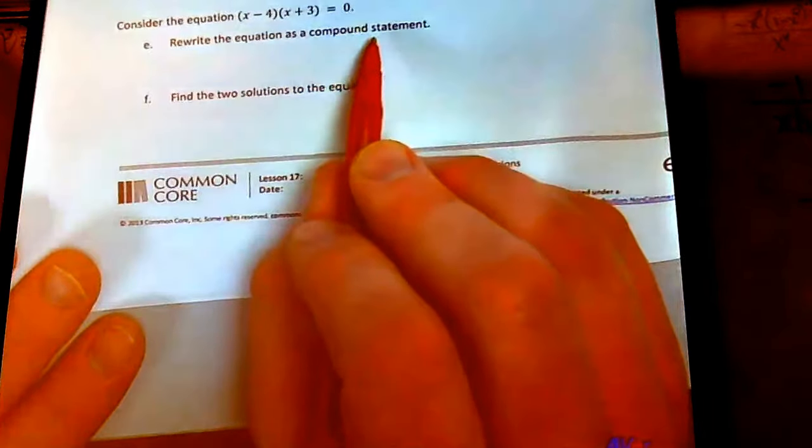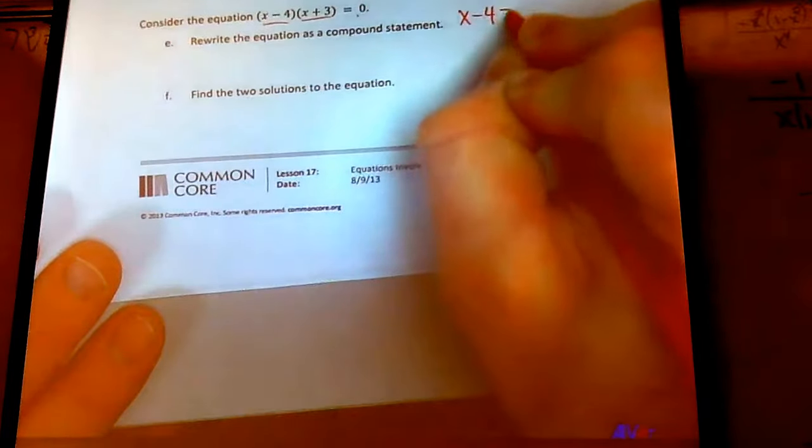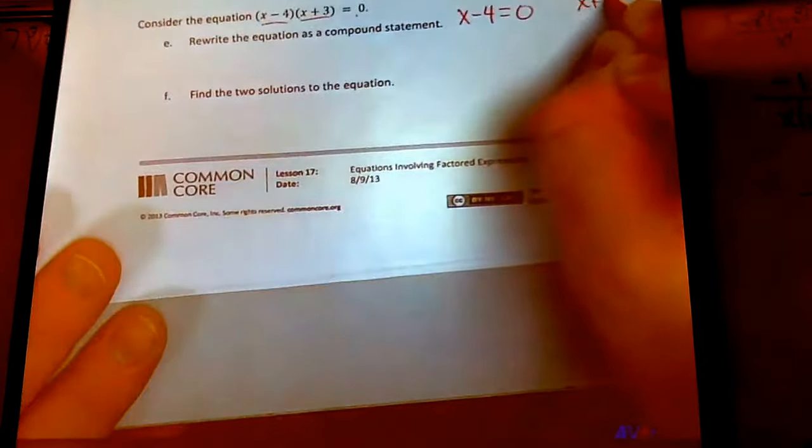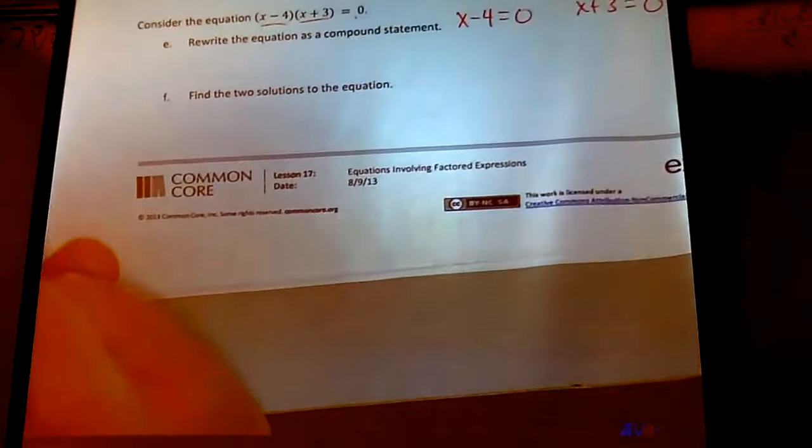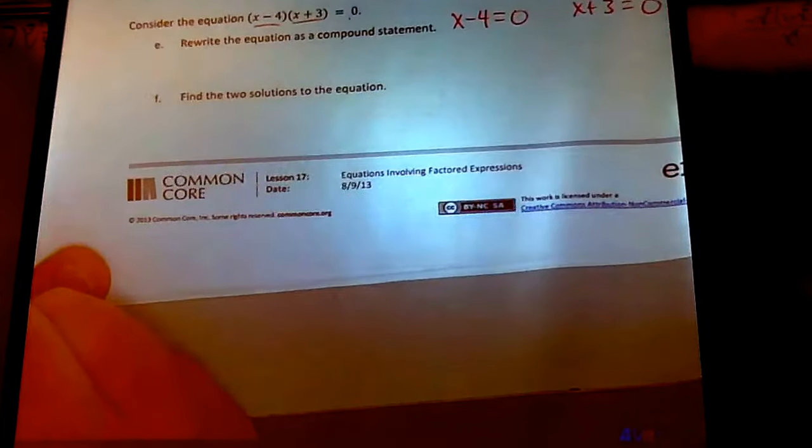Rewrite the equation as a compound statement. What that means is, when you have things multiplied together and it equals 0, you know the quickest way to find all the solutions? Just make each one 0. Set each one equal to 0.